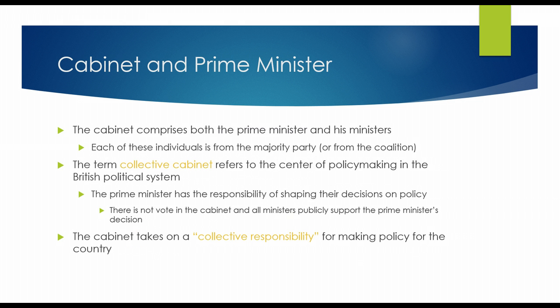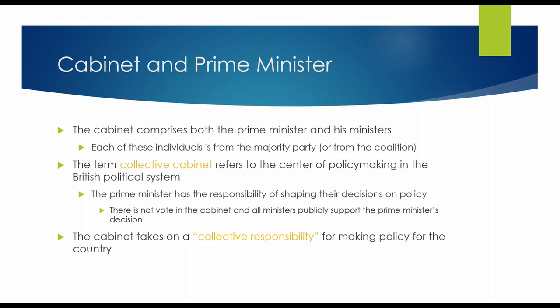So when we look at the Cabinet and the Prime Minister, the Cabinet comprises both the Prime Minister and his ministers. Each of these individuals is from the majority party or from the coalition. In this instance, because we have a coalition government right now in the UK, we've got people from multiple parties who make up that cabinet. Now, if it's only one party, generally, unless we're talking about that post-World War II reign that we talked about for a while, you really only have people from one party as part of the cabinet.